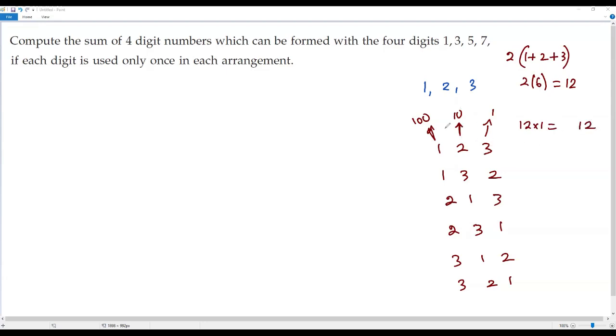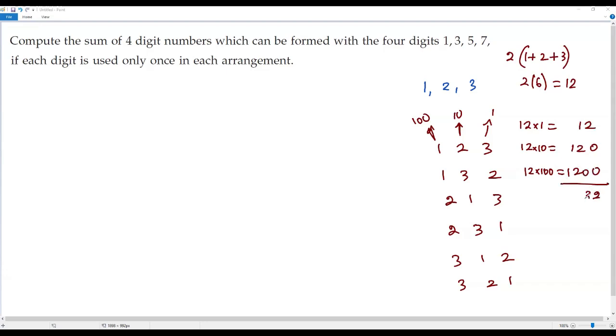Since the sum of the numbers in the tens place is 12, I multiply 12 by 10. 12 times 10 is 120. Since the sum of the numbers in the hundreds place is 12, I multiply 12 by 100. Then I'm getting 1200. Now let me add them.